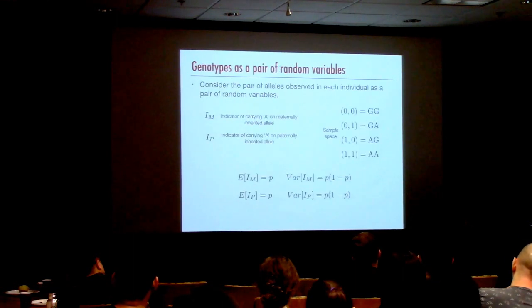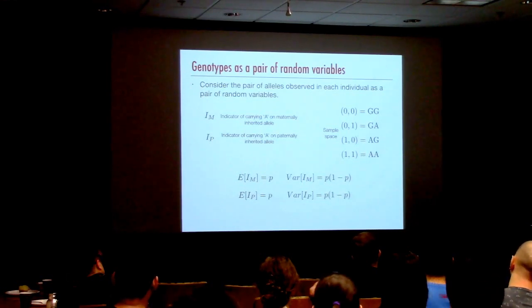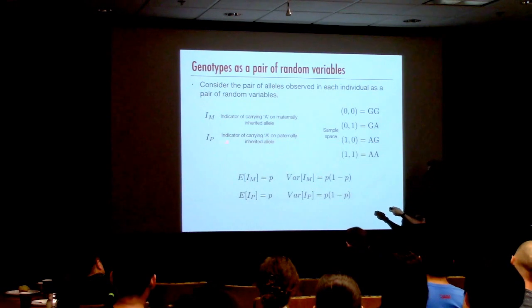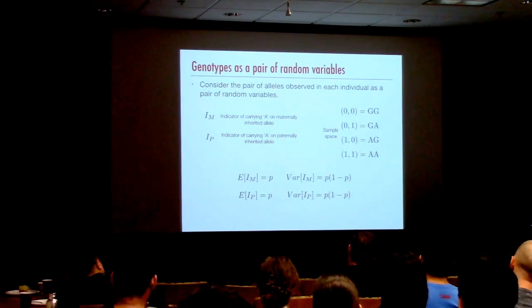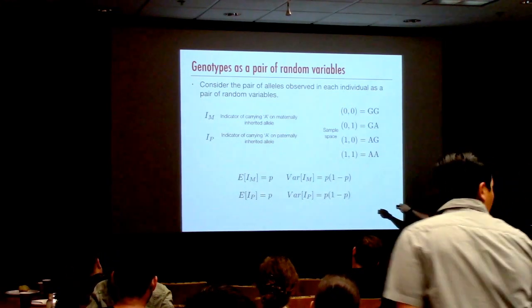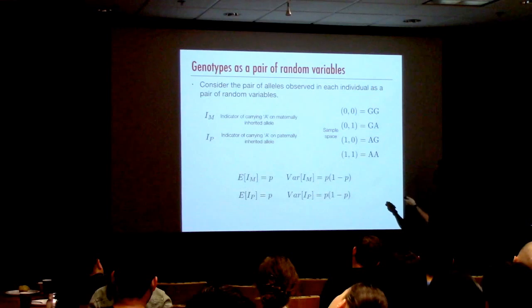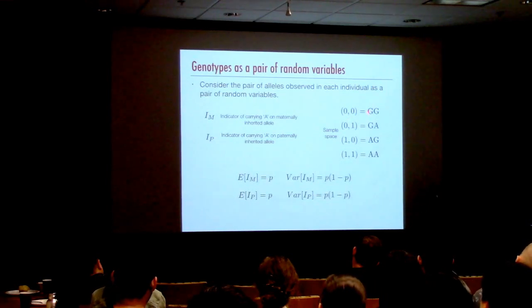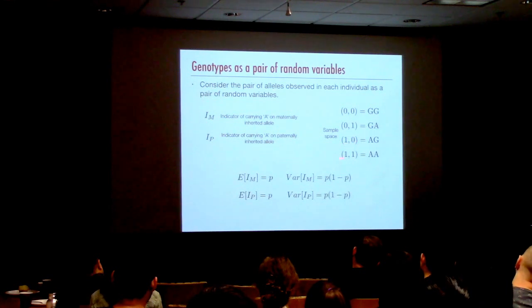This is what's great about being a mathematical quantity. We can introduce some notation and think about this carefully. So if we put an indicator variable, just 1 or 0, for whether the maternal allele carries an A, and another indicator for whether the paternal allele carries an A, then 0,0 would be the genotype GG, 0,1 GA, 1,0 AG, 1,1 AA.